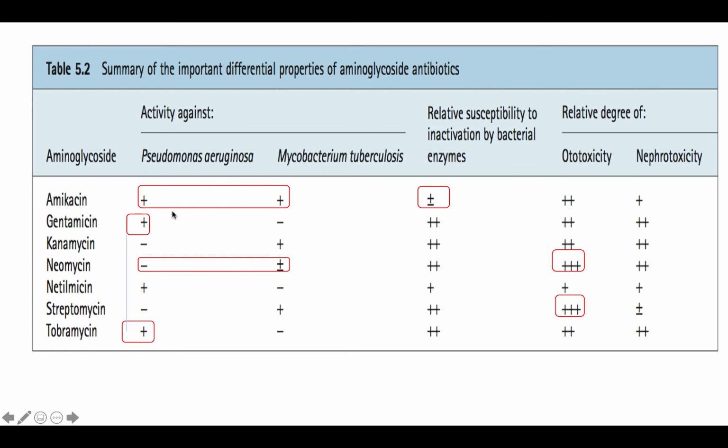Gentamicin and tobramycin are good against Pseudomonas, but both don't work against TB. Neomycin doesn't work on anything, it's not absorbed. And yeah, streptomycin and kanamycin are the ones for TB. So kanamycin and streptomycin for TB, gentamicin and tobramycin for Pseudomonas, amikacin for both because it's the super aminoglycoside.